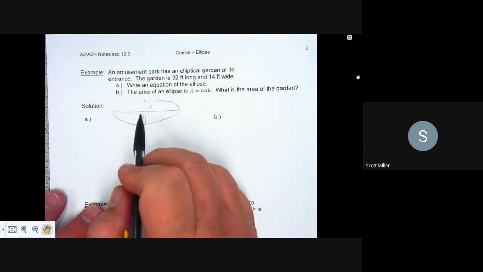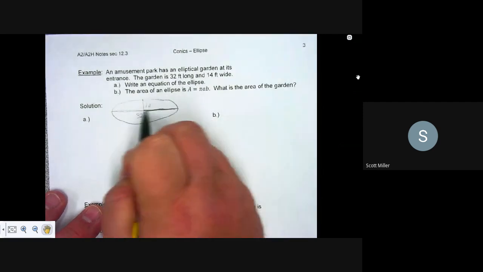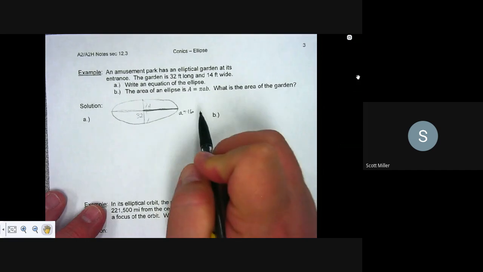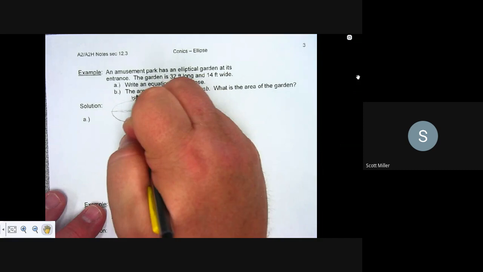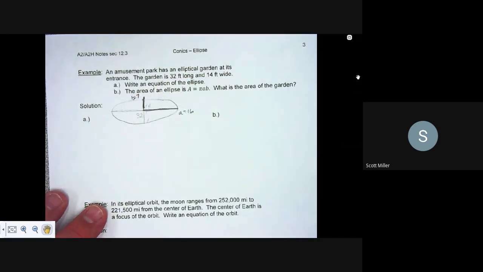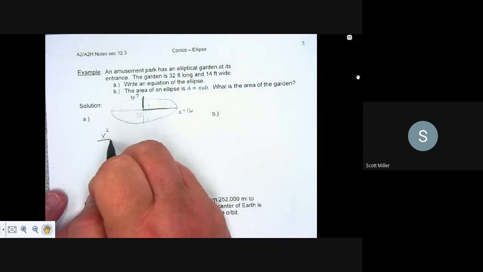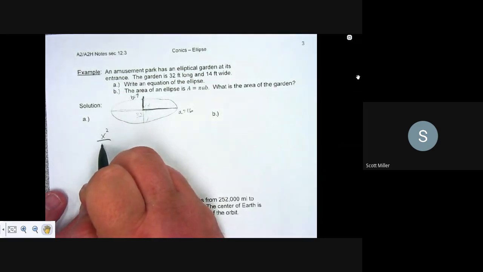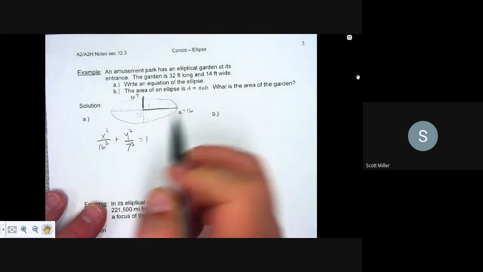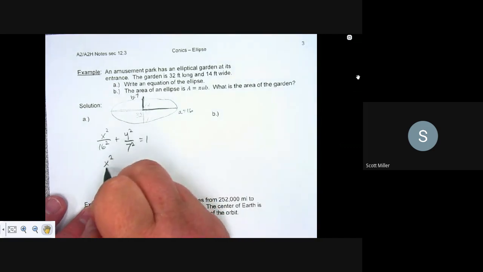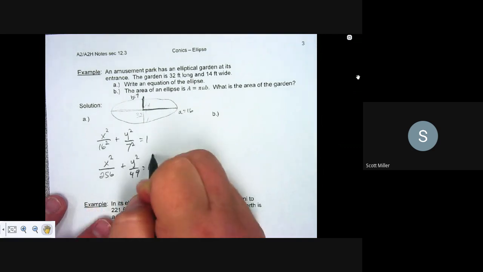But these things divide it all up. It's got to be even. It's going through the center, which means A, based off of that, A is 16, half of 32. And B is 7, which is half of 14. So once I know that, then I can just plug it into my equation. And so I have x squared over 16 squared, y squared over 7 squared equals 1. And then you can actually figure out what those values are and write it out. Equals 1. And there you go.